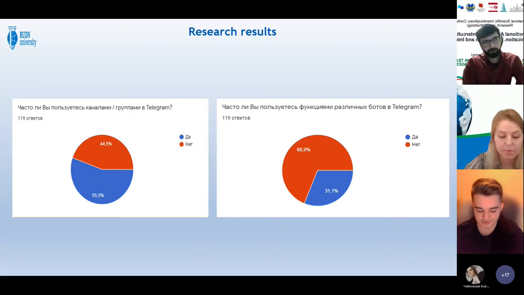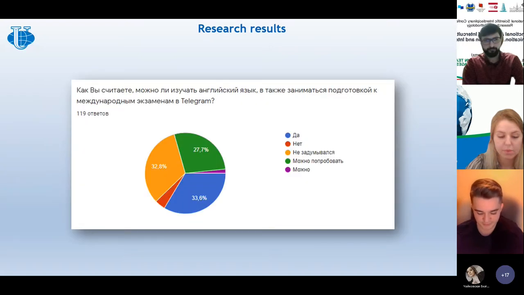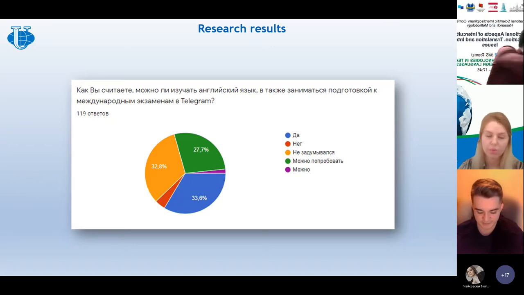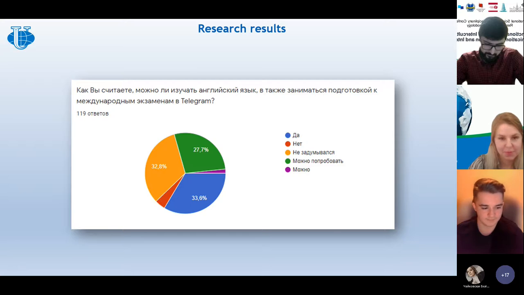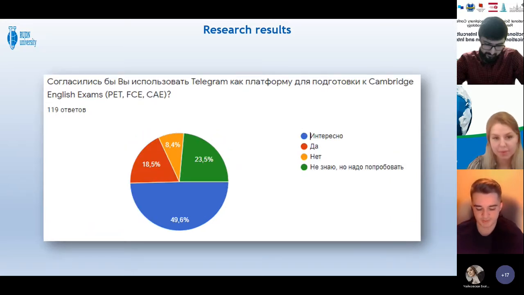Next, we asked if respondents use the functions of bots, channels, and groups in Telegram. And in the end, we asked a couple of questions about Telegram as a platform for learning and preparing for the Cambridge exam. About a third of respondents believe that it is possible to study English and also prepare for an international exam in Telegram. And another part of the respondents don't think about this question. About 18% of respondents agreed to use Telegram as a platform for preparing for the Cambridge exam. And also about half of the respondents are interested in this topic.